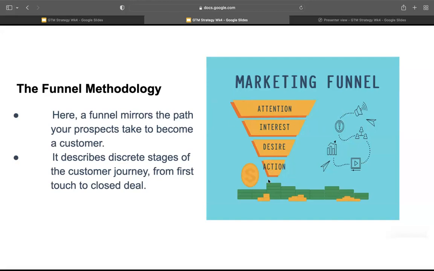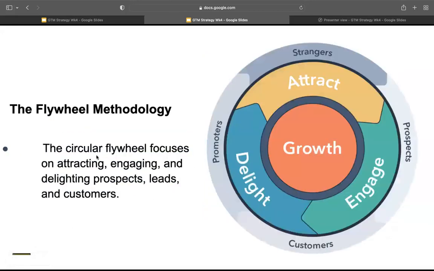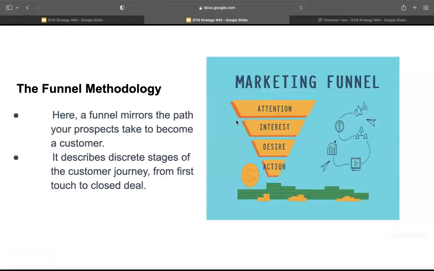So now the final action is where they are paying for that product. They are paying to enjoy that product. Now that's for the funnel methodology. It takes them from the first thought to the closed deal, which is from the attention to the action. AIDA, you can just abbreviate it that way. AIDA: attention, interest, desire, and action.